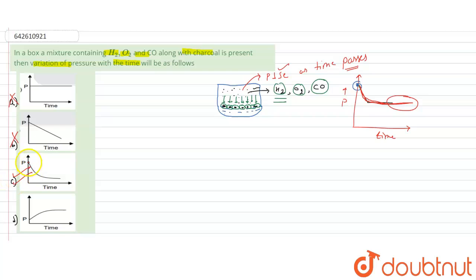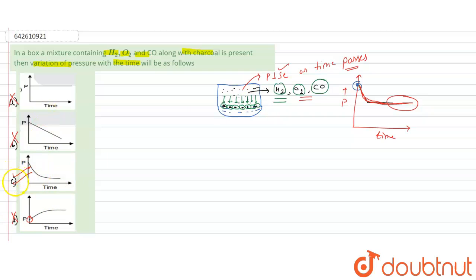Here you can see the graph is like this. Option D becomes wrong because here the pressure is very low at the start, and we know that when time is equal to 0, pressure is very high due to the presence of the gases. After time passes, adsorption takes place, so the pressure decreases. But here you can see the pressure is increasing, so this cannot be our answer.